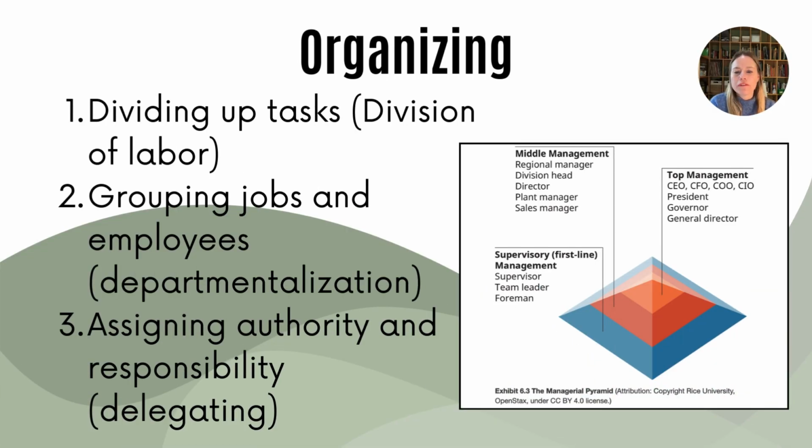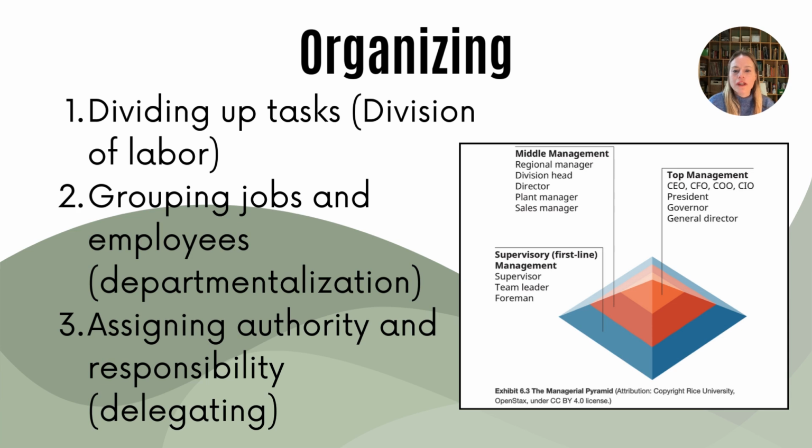Remember, there are 4 functions of managers: planning, organizing, leading, and controlling. In the previous slide, we covered the 4 types of planning. This next slide covers the second function of organizing. Managers can help improve the efficiency of an organization by forming a division of labor or by dividing up tasks that need to be accomplished in order to reach a goal.